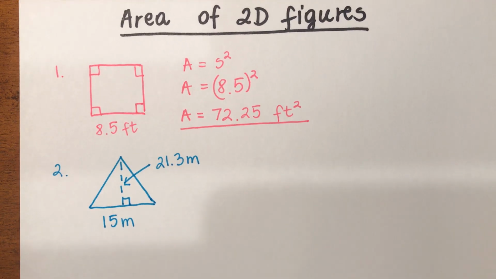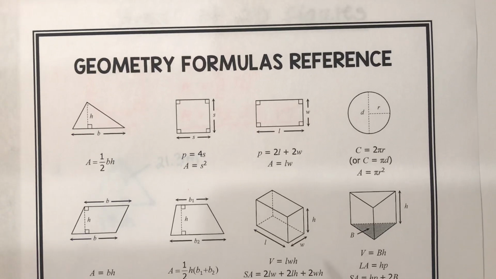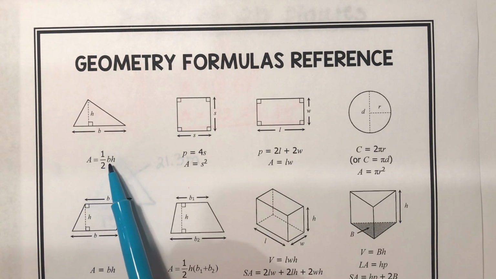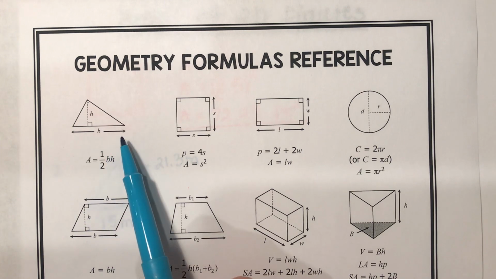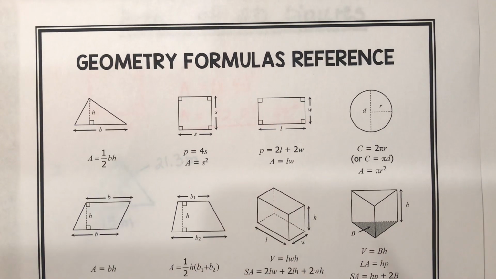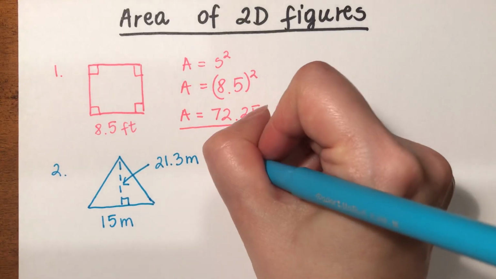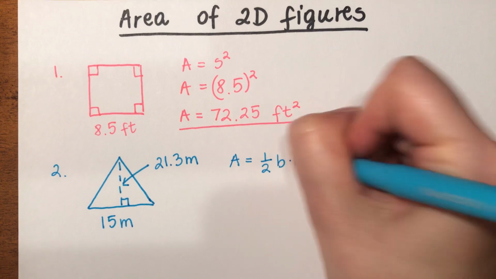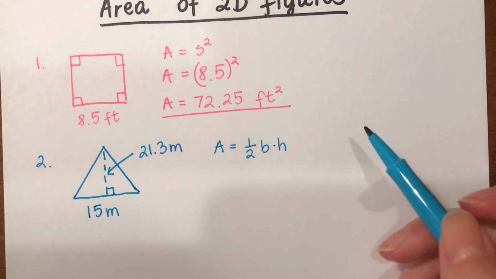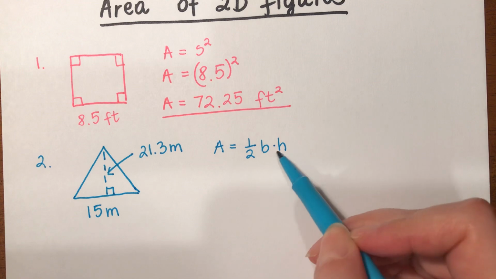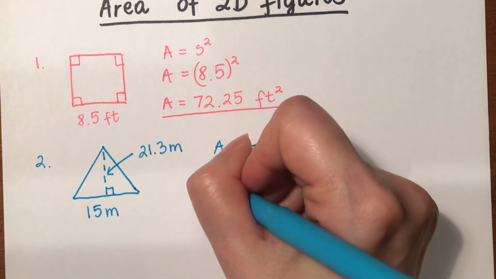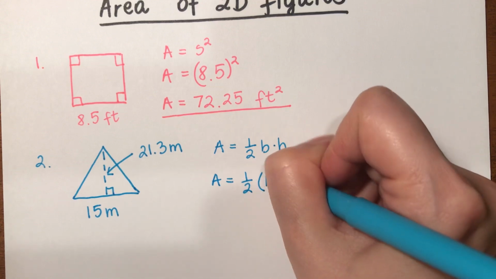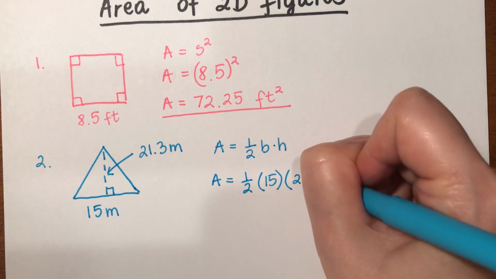So let's again look at the formulas. We're talking about triangle right now. Area of a triangle is 1/2 base times height. Okay, so base is the bottom and then height is perpendicular to the base. So area of a triangle is 1/2 base times height. Now we're just going to substitute B with 15, H with 21.3. So I get area equals 1/2, base is 15, and height is 21.3.